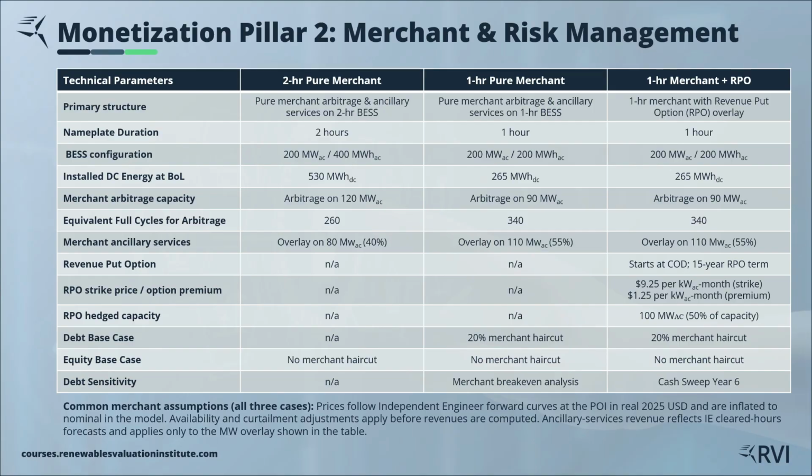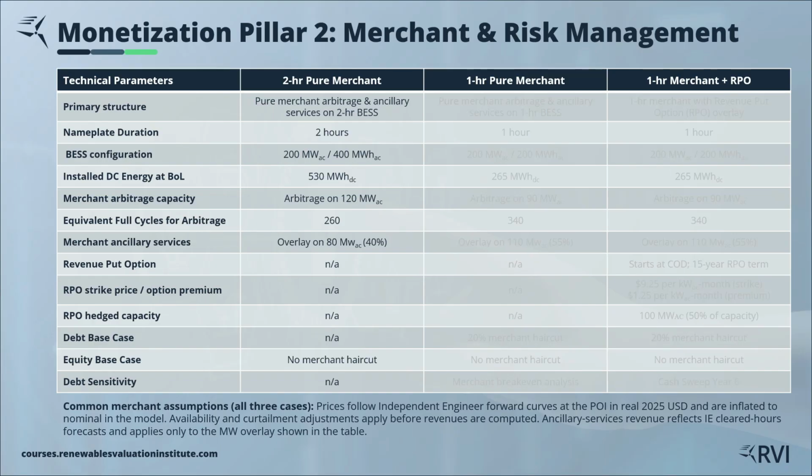We have now moved on to monetization pillar 2, which covers the fully merchant structures. In a previous lesson, we already built the merchant arbitrage model structure. Now we are adding the merchant ancillary services overlay and focus on the 2-hour pure merchant case in this lesson.